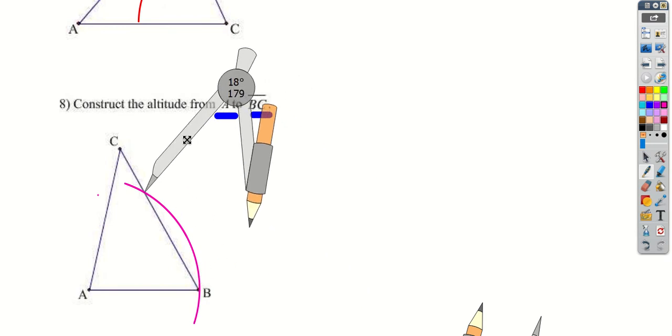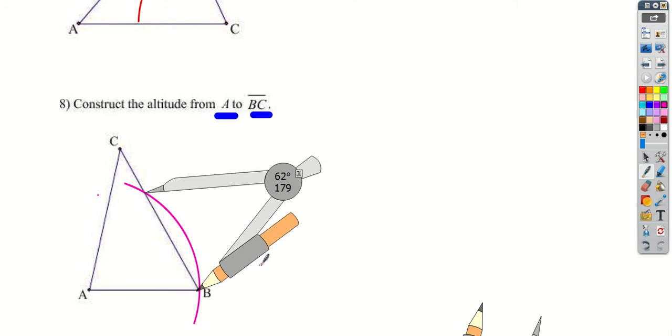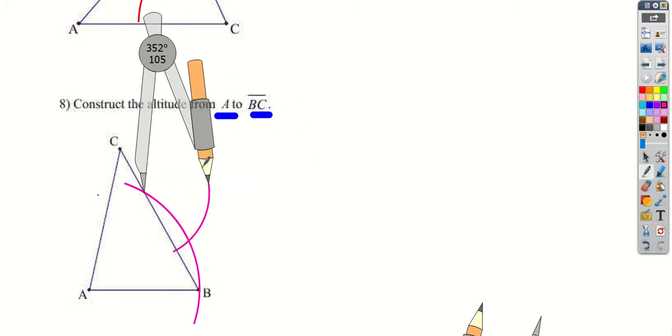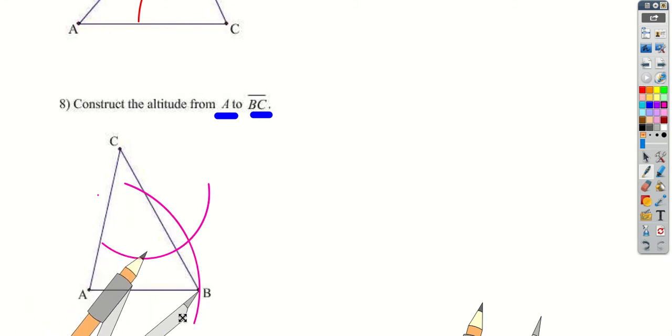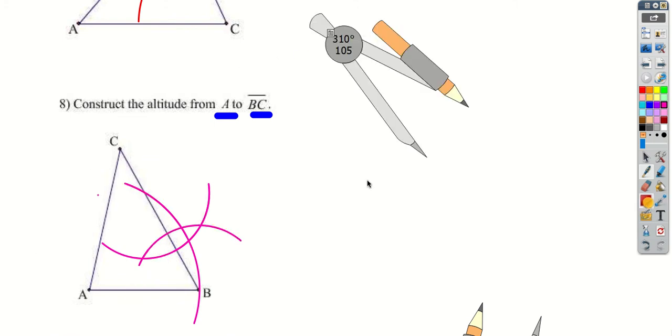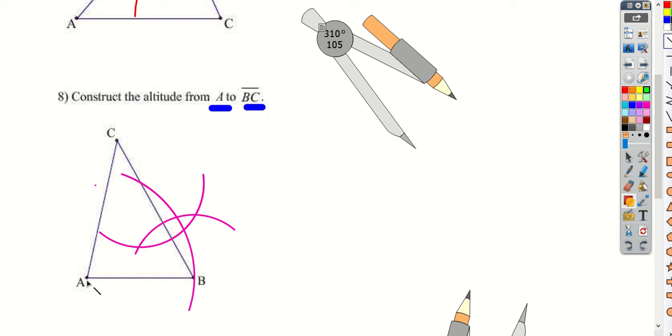And now I do my football. So take my compass, open it up more than half, and then do the football. And then we do a line from A through the 2 circles. That line is perpendicular to BC, so this is an altitude. Technically, if you want to draw the altitude, you may want to stop right there, and that would be okay. If you want to continue on, that's fine. But that's the altitude right there.